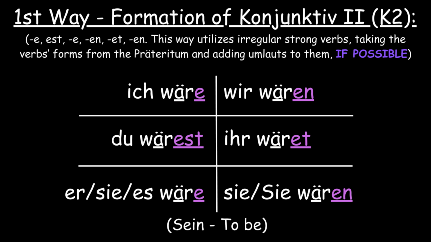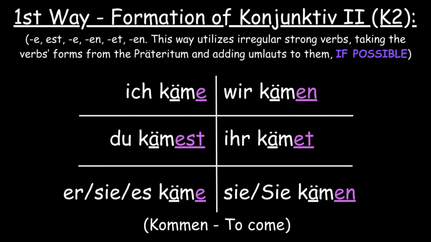Another irregular verb is kommen. Ich käme. Du kämest. Sie, es käme. Wir kämen. Ihr kämet. Sie kämen.